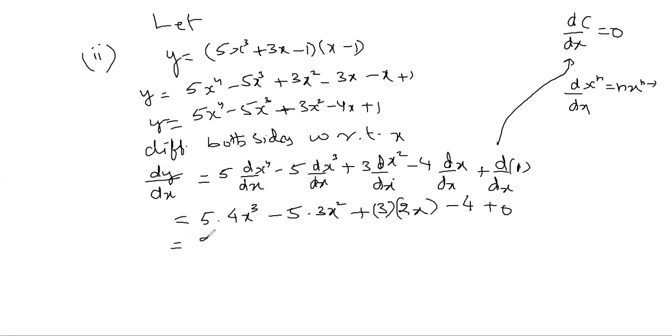So 5 fours are 20x cube. Answer is 20x cube minus 5, 3 threes are 15x square, plus 3 twos are 6x, minus 4. So like this we can do it. So simplify first, then differentiate.